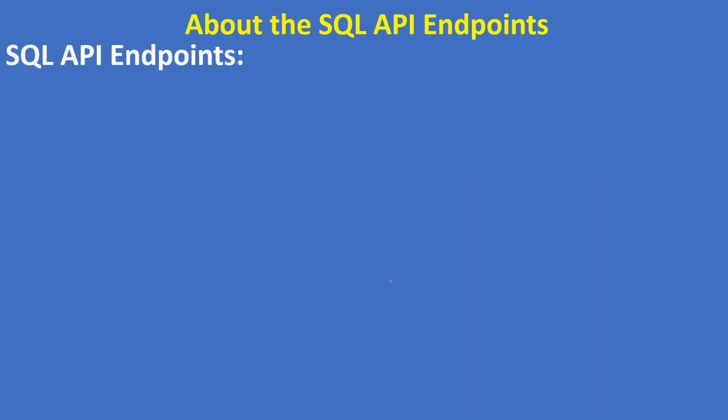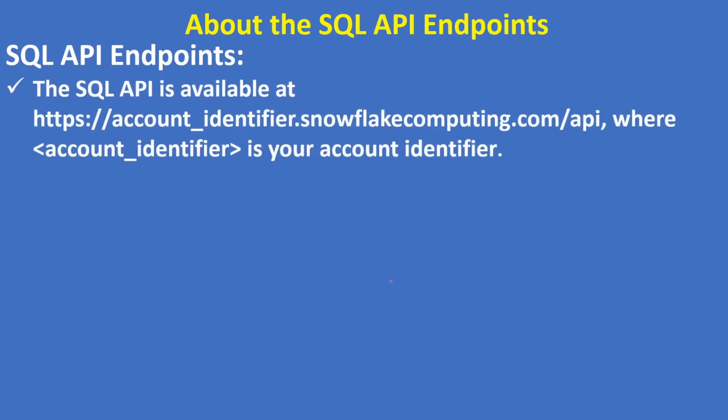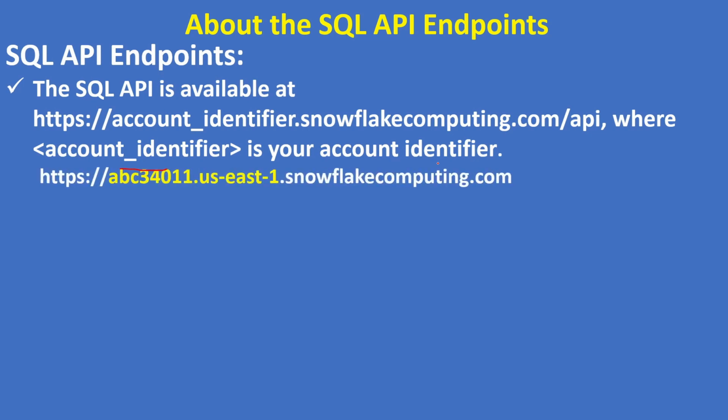SQL API endpoints. We'll discuss what the SQL API endpoints in Snowflake are. The SQL API is available at https://account_identifier.snowflakecomputing.com/api, where account_identifier is your account identifier. For example, assume that this is your Snowflake URL. In this URL, the account identifier is this one, which is highlighted in yellow color.